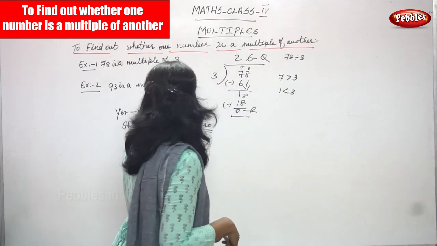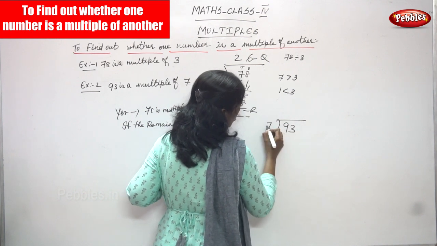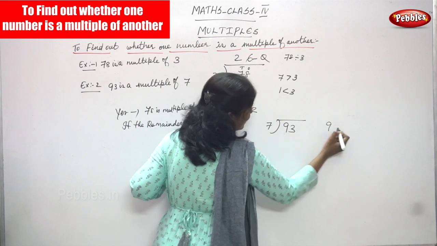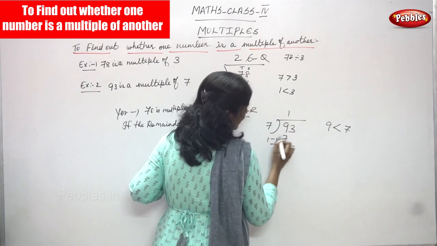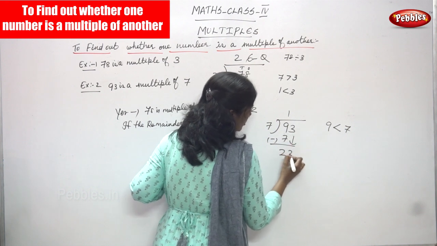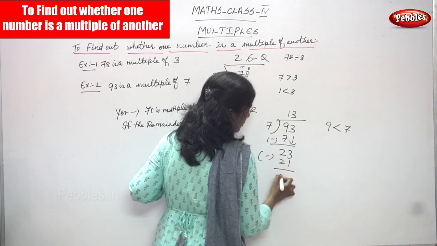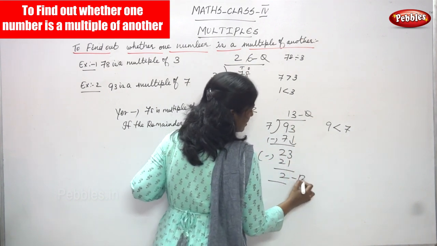Okay, so 93 is going to be divided by 7. We compare 9 and 7: 9 is greater than 7. 1 seven is 7, then 9 minus 7 is 2. Then bring down the 3 here. 7 threes are 21. So 23 minus 21, you get 2. So the quotient is 13, and the remainder is 2.